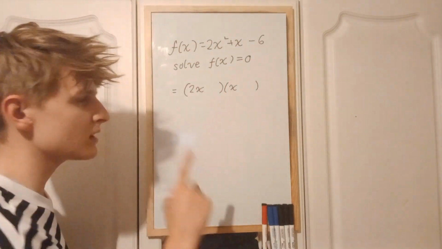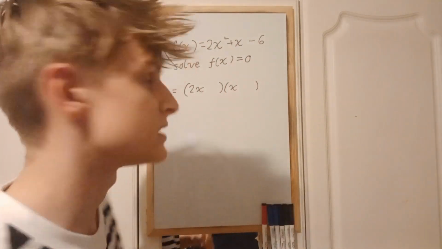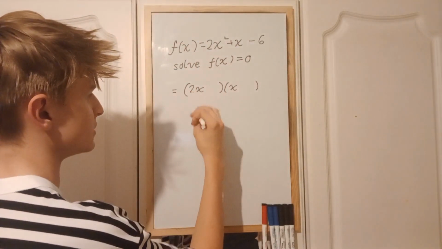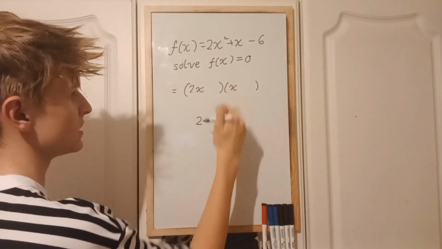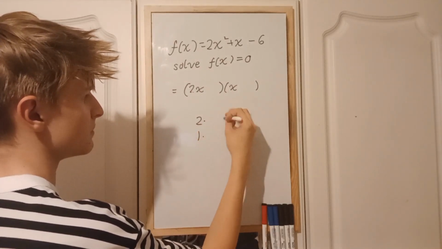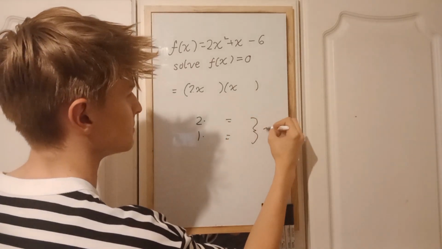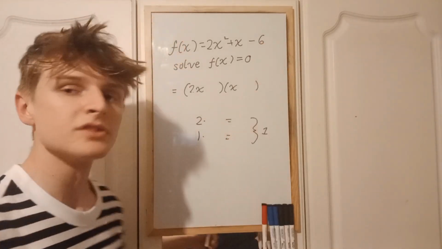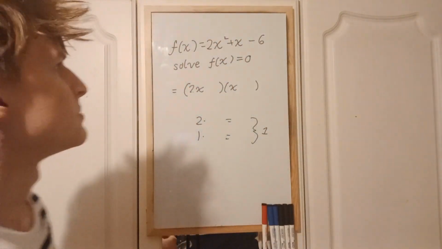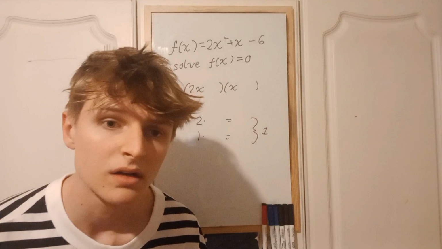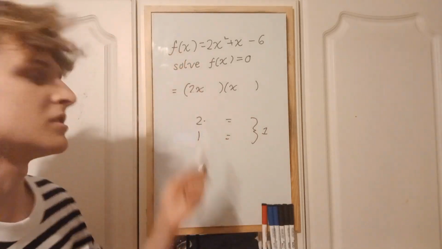So now let's use the peanut method as I introduced last time. We're going to want 2 times something and 1 times something, and we want the sum to be equal to positive 1. And we want these two mystery numbers to multiply to negative 6. Okay, so let's think about it. What are the factors of 6? Well, 3 and 2 look kind of promising here.